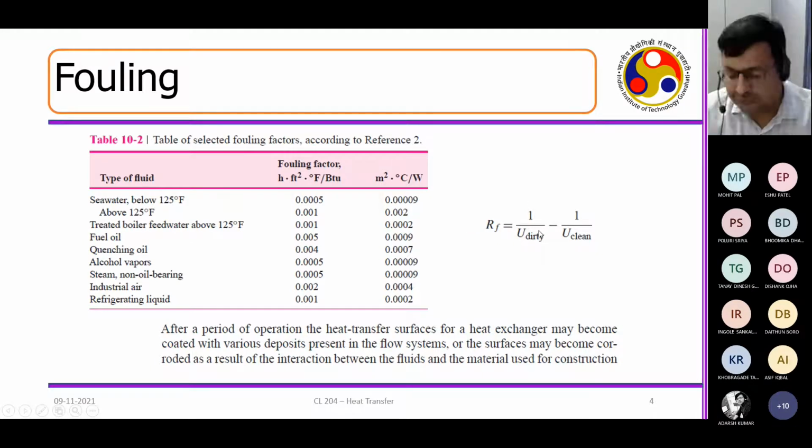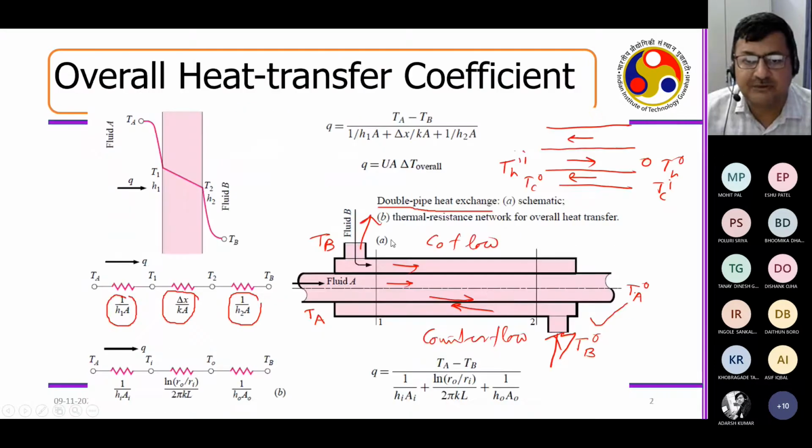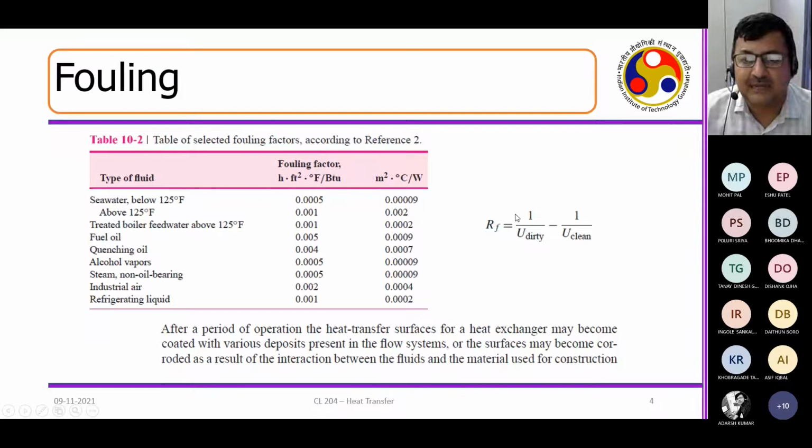So U is easy. When you have freshly designed a heat exchanger, you always have a U clean. Whereas after some point of time, this overall heat transfer coefficient will become dirty, and the resistance will become 1 by U dirty, and the fouling factor is defined as 1 by U dirty minus 1 by U clean. This happens because of the scaling on the surface.